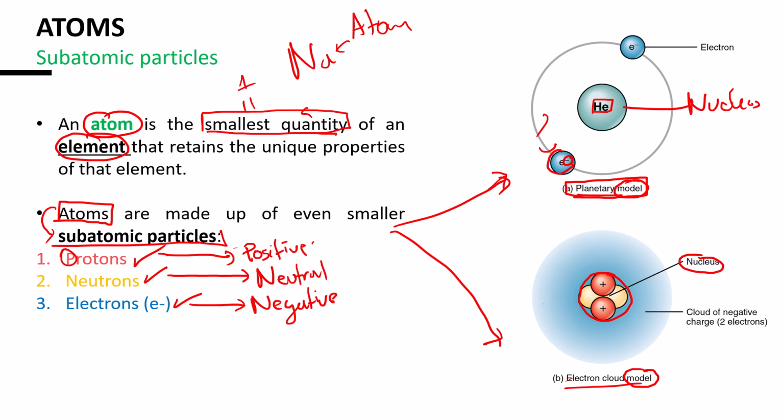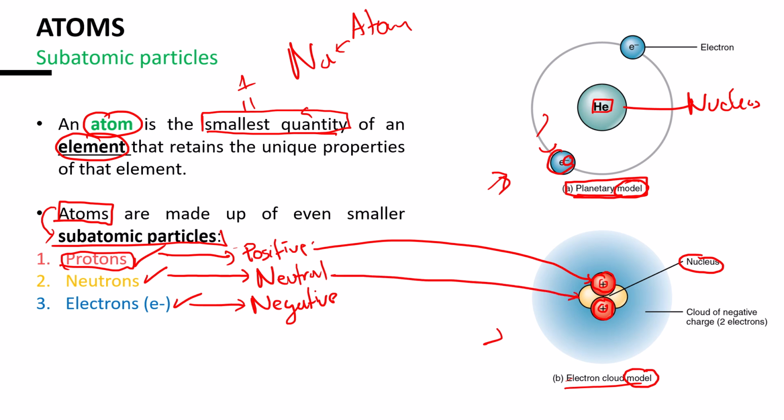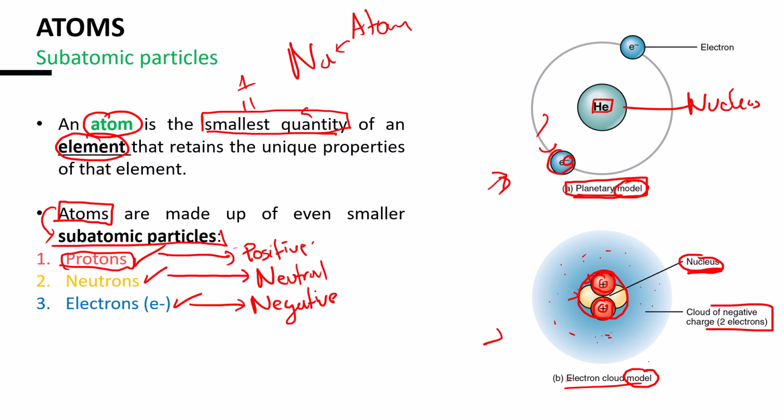Now the other model shows you better, and that's why I have the protons in red to show you that this is what these represent. Protons have a positive charge, and neutrons in yellow have a neutral charge. Both together, protons plus neutrons, form the nucleus of the atom. And then somewhere surrounding the nucleus is where we have electrons, which have a negative charge.